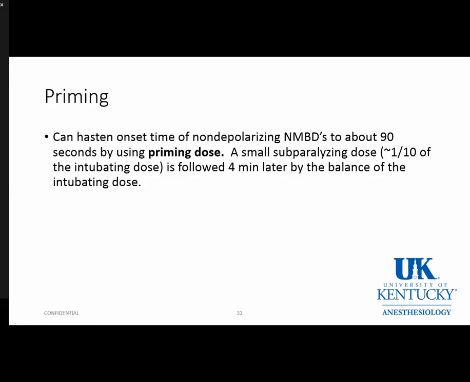And then finally, one can hasten, and this was mentioned earlier, the onset of a non-depolarizing block to about 90 seconds by using a priming dose. So if you wanted to hurry your induction, so to speak, you could give a 10% subparalyzing dose of say rocuronium, followed 4 to 5 minutes later by the full intubating dose. Recognize that this priming dose, however, can cause muscle weakness and patient anxiety, and you need to be ready to induce if and when that occurs. This typically is a nice way to hasten the onset of the non-depolarizing neuromuscular blockers.